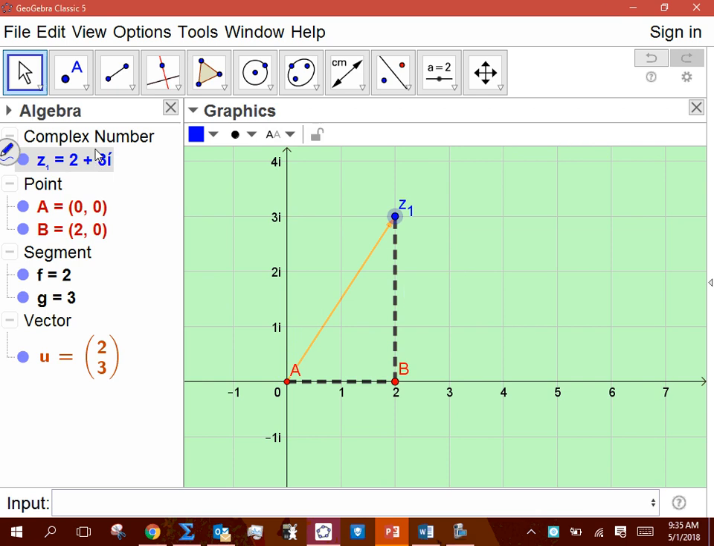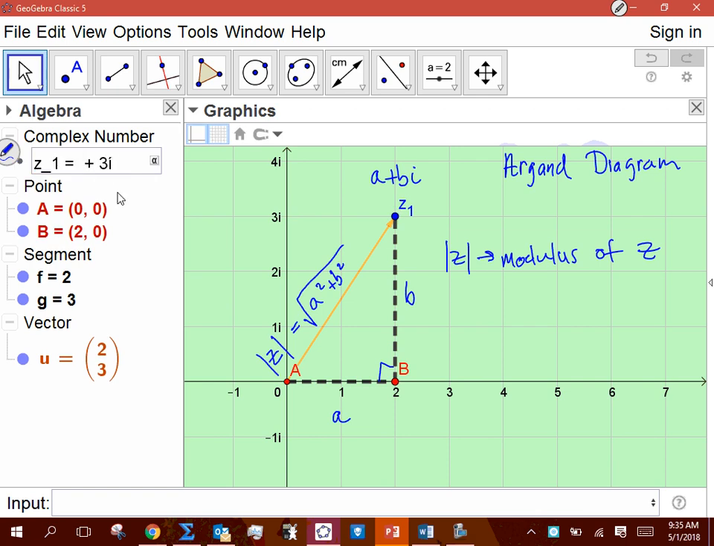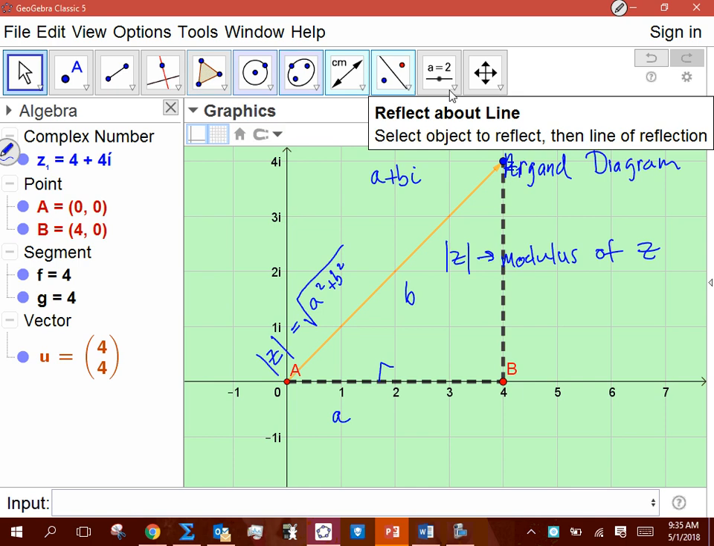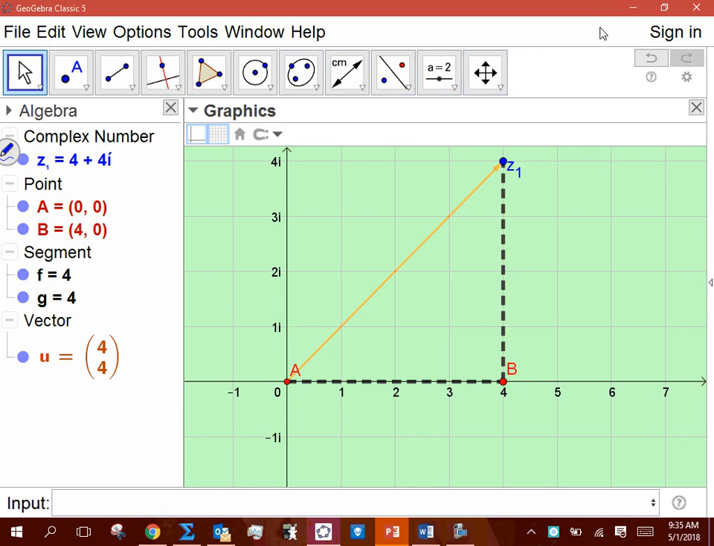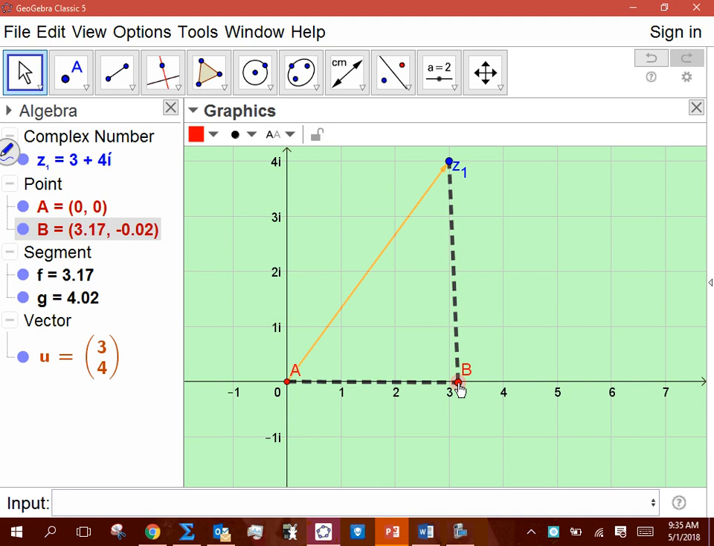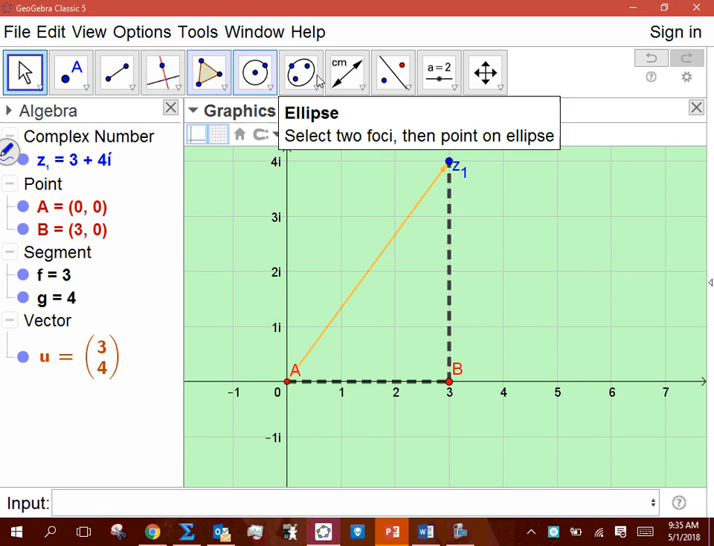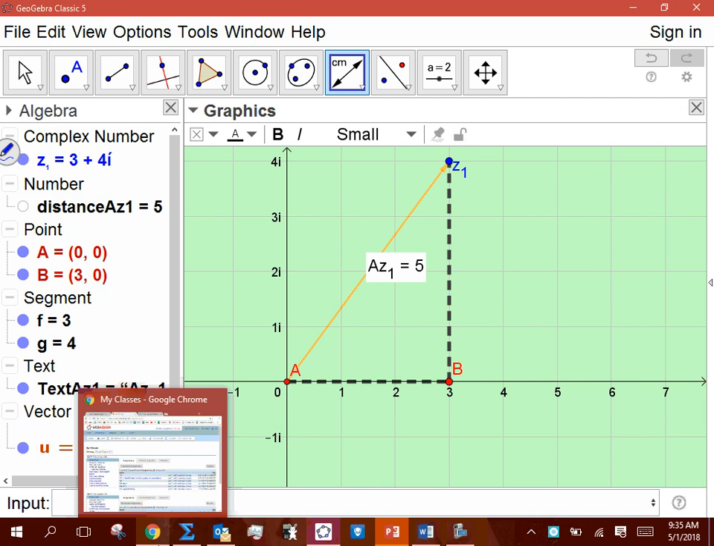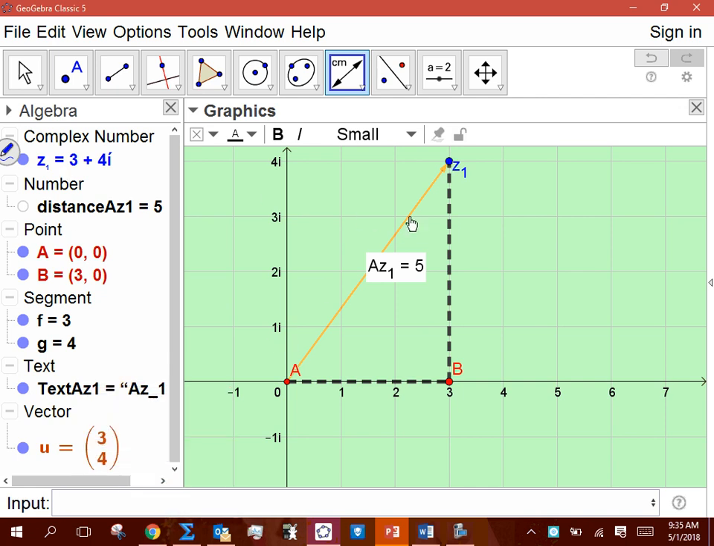And that's directly related to, go back to GeoGebra, let's make this one 3 plus 4i. Move that thing over. Okay. So I write 3 plus 4i. Square the 3, I get 9, right? Square the 4, I get 16. That means the distance from the origin to Z sub 1 should be 5. So 3 plus 4i tells me the length of this thing here ends up being 5.